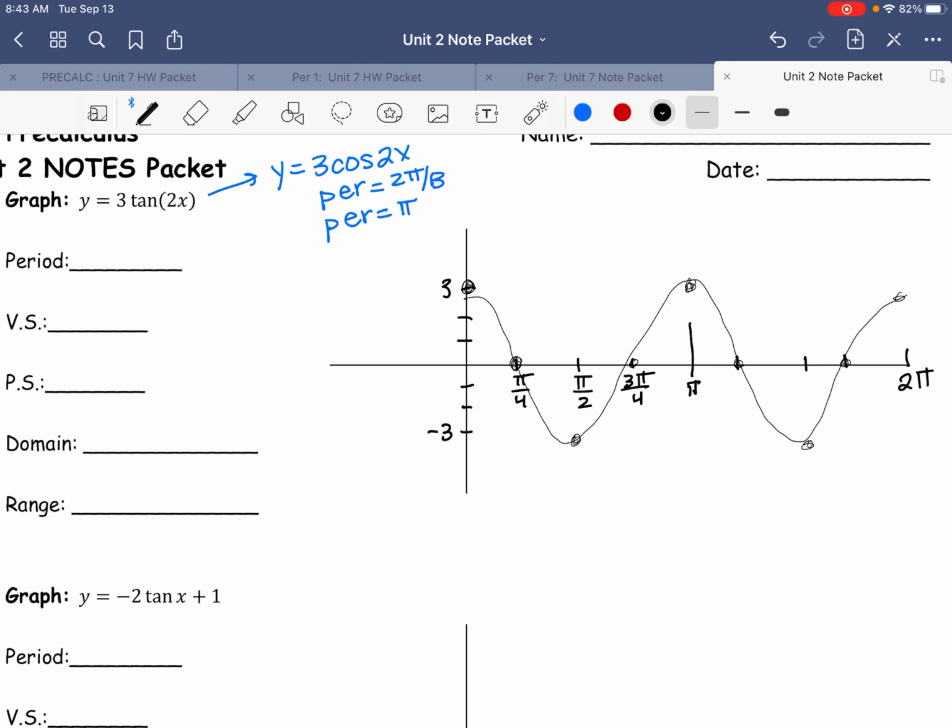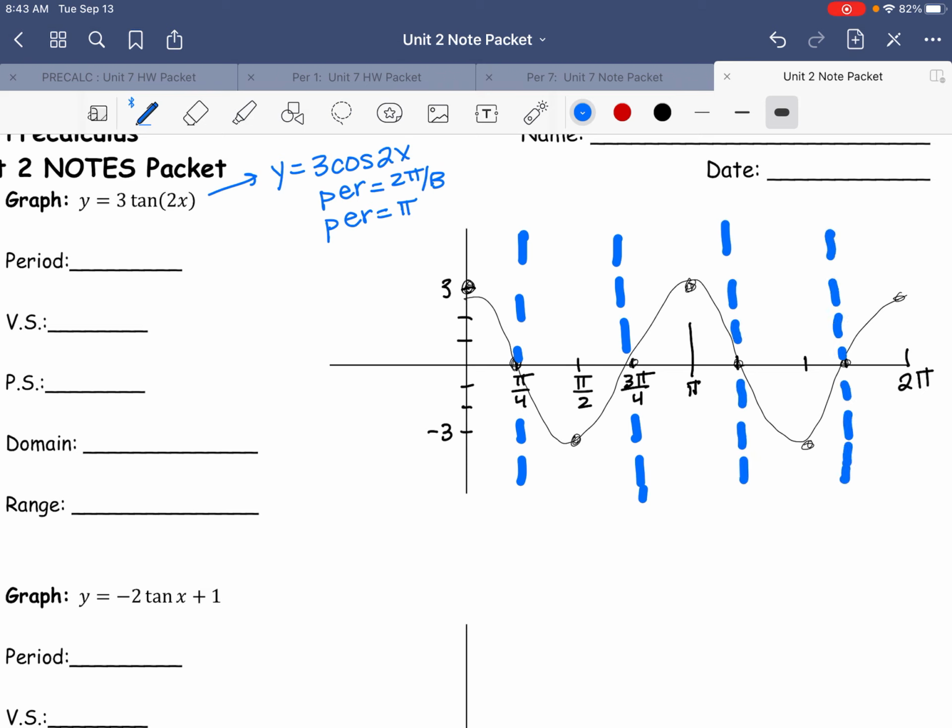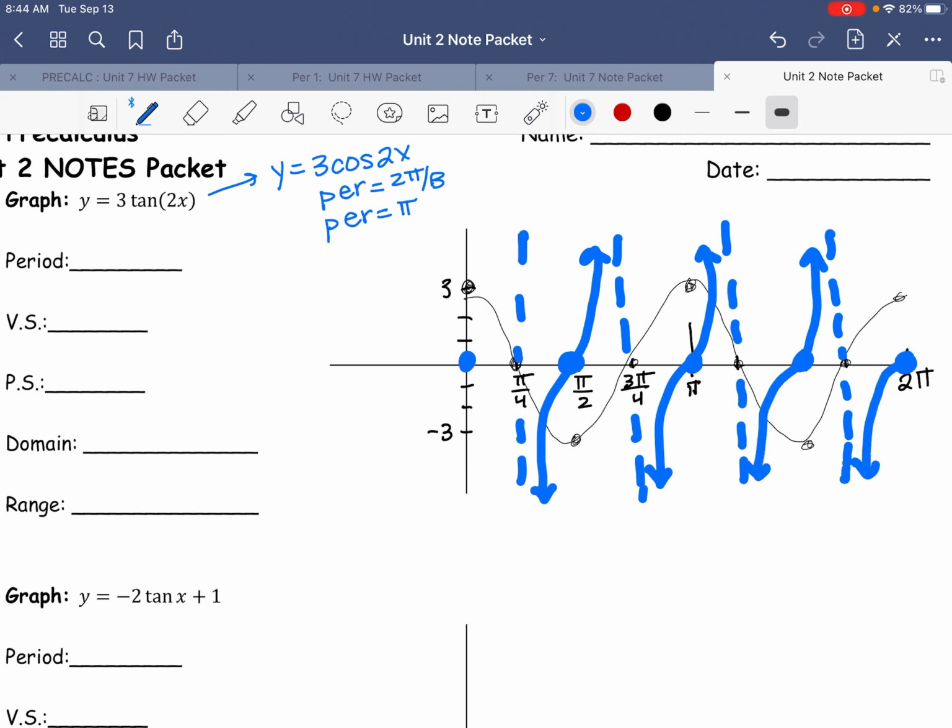Once your cosine graph is in, then you're ready for your asymptotes. My asymptotes are going to be at pi over 4, pi over 3, or I'm sorry, 3 pi over 4. And I've got 4 of them. In between the asymptotes, make sure your tangent graph has a point on the axis and squiggles up. Just make sure it squiggles up and always has a point on the x-axis.